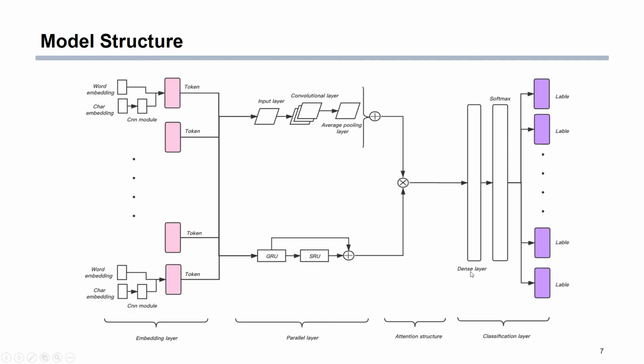Then we can understand the structure of the entire model through this picture, and our model contains four modules: embedding layer, pyramid layer, attention structure, and the classification layer.